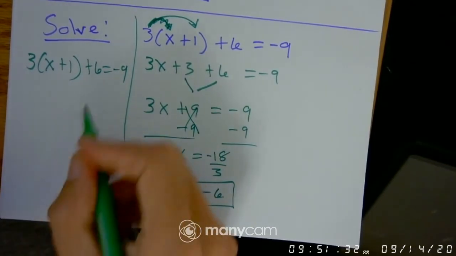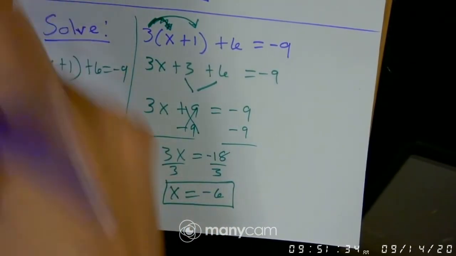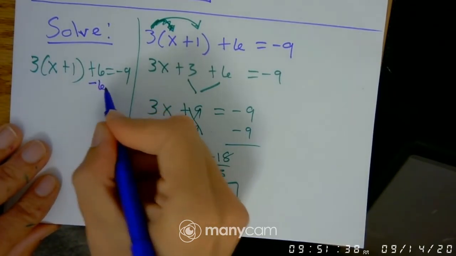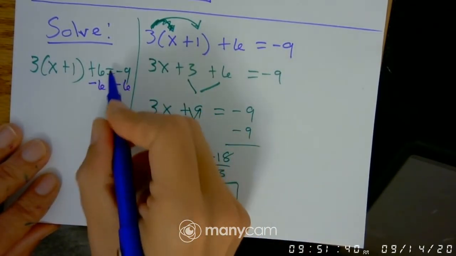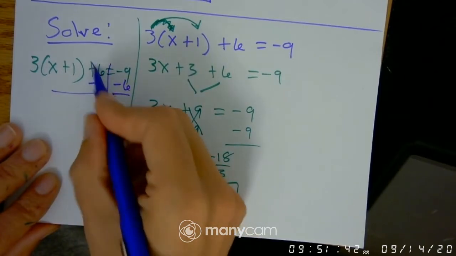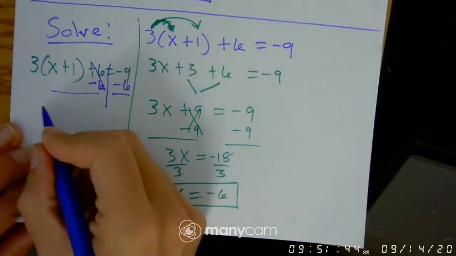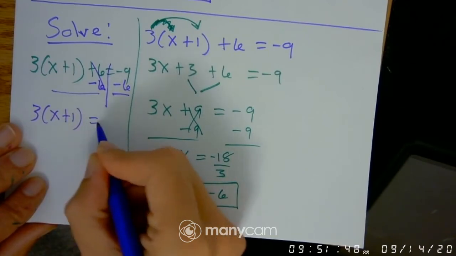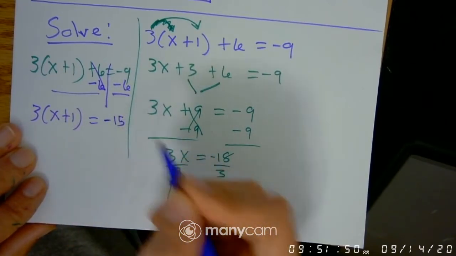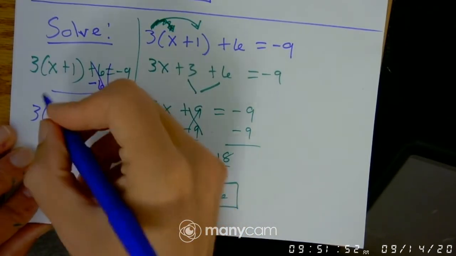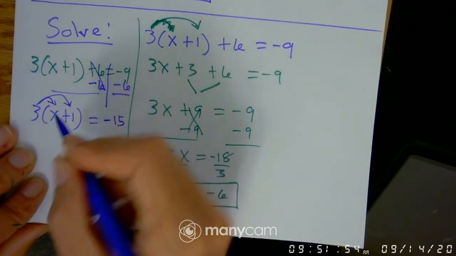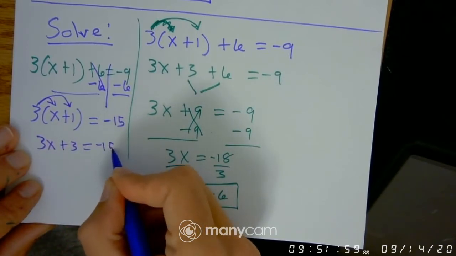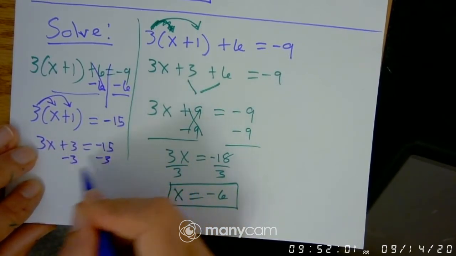Then on this other one, there's another way to do this. And some people are like, well, what if I do it this way? It's totally fine. Some people are like, well, I subtracted the 6 first. That's totally fine. You can do that too. So you'd get 3 times the quantity of x plus 1 equals negative 15. Okay, and then you can distribute. And then you can subtract.